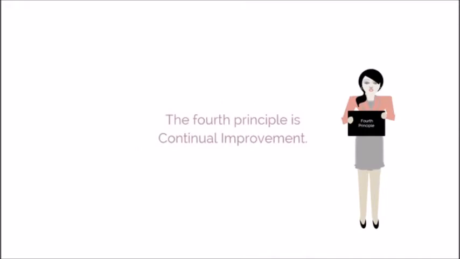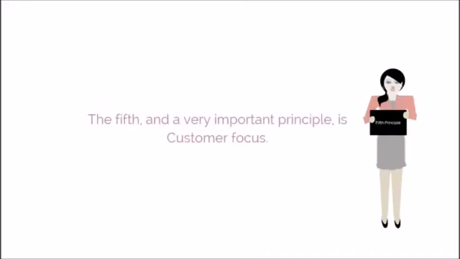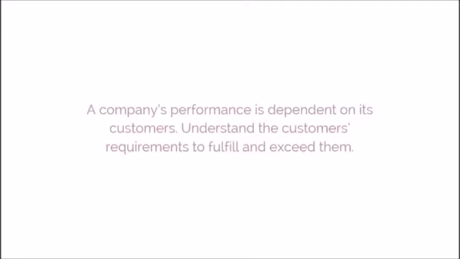The fourth principle is continual improvement. The main focus of TQM is continual improvement of the organization's overall performance. Improved performance is achieved through improvements in processes, capabilities of people and technology, and resources. The fifth, and a very important principle, is customer focus. A company's performance is dependent on its customers. Therefore, it is important to understand the customer's requirements and not only fulfill them, but also exceed them.